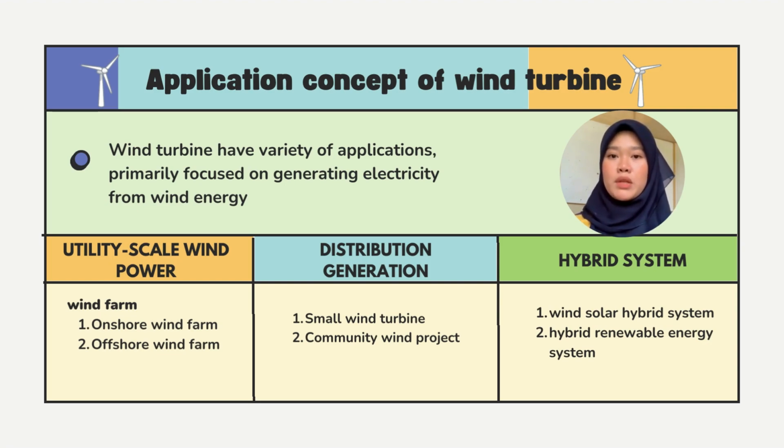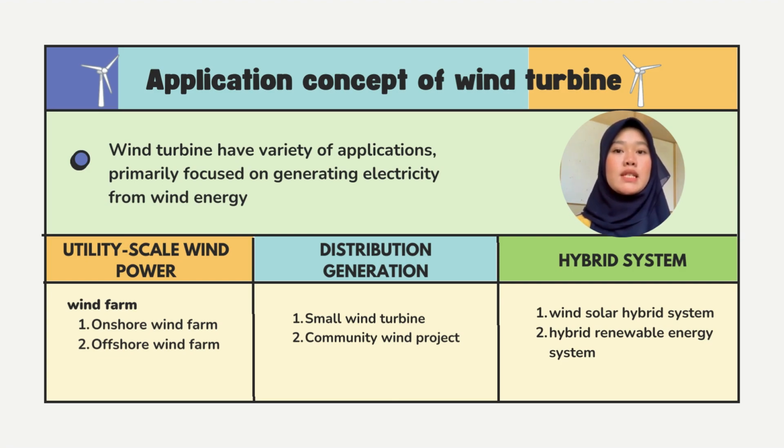on a large scale. Next, this concept is applied to distributed generation like small wind turbines. Small wind turbines are installed at homes to produce electricity and reduce electricity bills. Other than that, community wind turbines are also applied under this concept, by owning a wind project that provides electricity to the community. Lastly, hybrid systems.